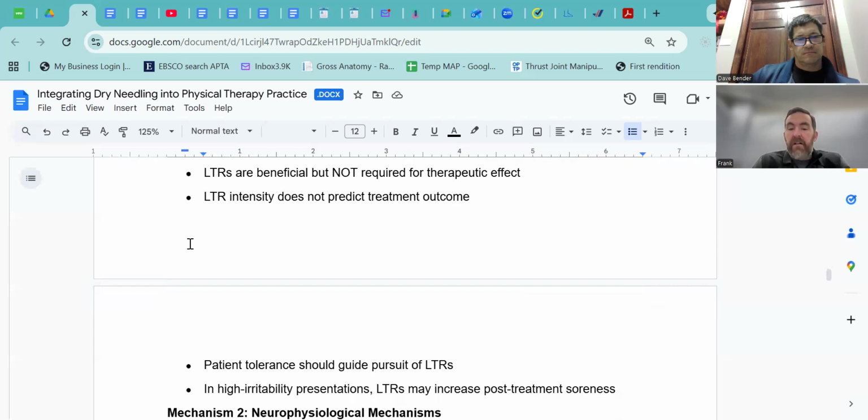Their tolerance should really guide you in chasing the twitch responses. If you don't get one and they have low irritability, yeah, you can keep looking for it a little bit because it can be beneficial at resetting things. But if their pain tolerance is low or their irritability is super high, then that might lead to some of that central windup Dave was talking about, and even some post-treatment soreness.